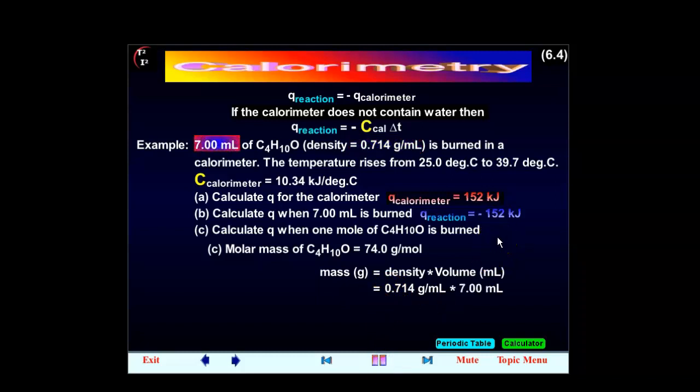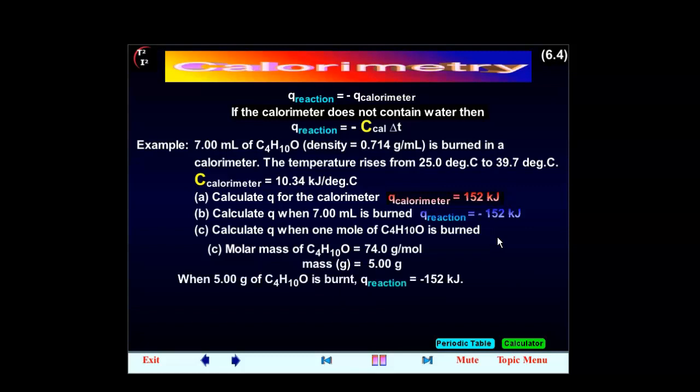7.00 milliliters times... equals 5.00 grams. When 5.00 grams of C4H10O is burnt, Q reaction equals negative 152 kilojoules.